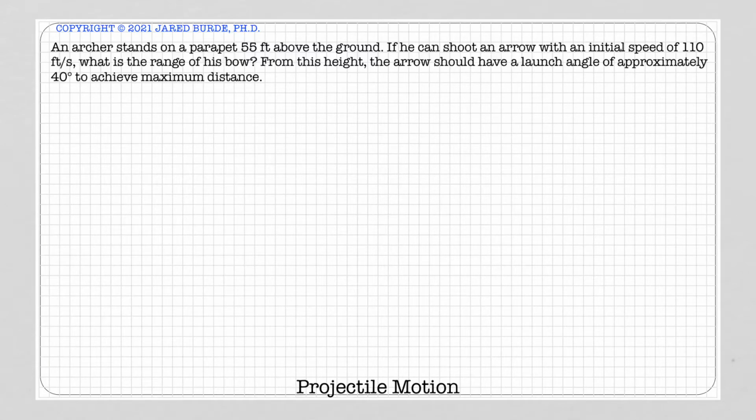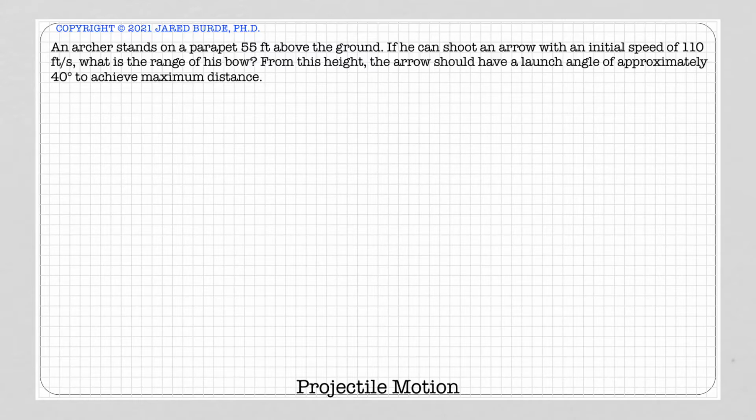Take a moment to read through the question completely, identify the values that were given, and try to visualize what's going on in this problem. We have an archer who's on a parapet, so up at the top of a castle wall that is 55 feet above the ground. He can shoot an arrow with an initial speed of 110 feet per second, and we want to know what is the range of his bow.